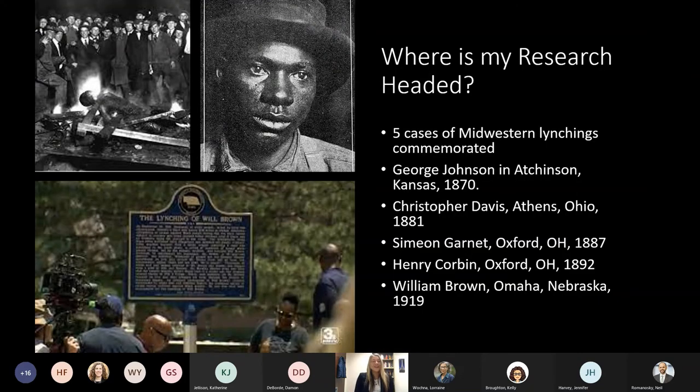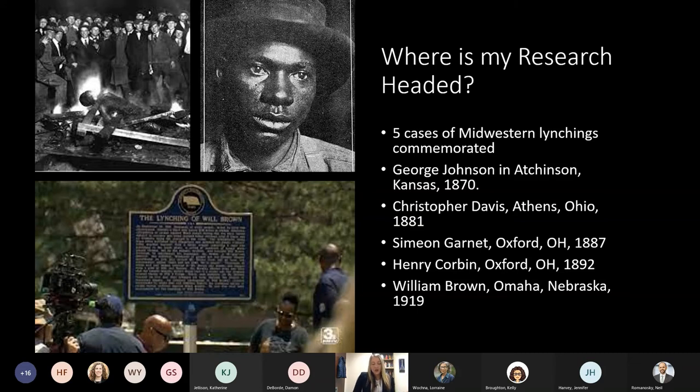Okay. Where is my research headed? So my plan is to expand upon Midwestern lynchings to look at other lynch cases that were commemorated and involved with the Equal Justice Initiative, like we did here in Athens. And surprisingly, there were only 5 cases commemorated. So these are just in chronological order here.